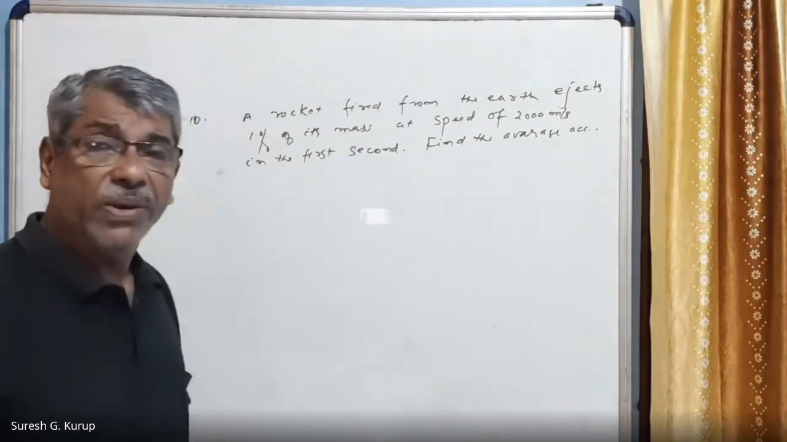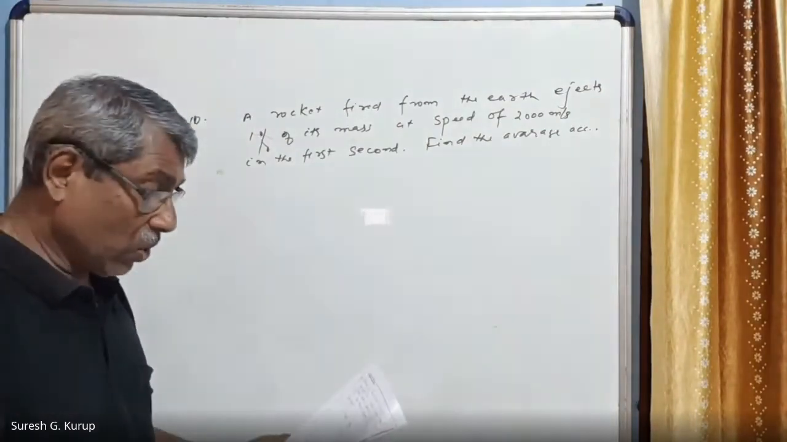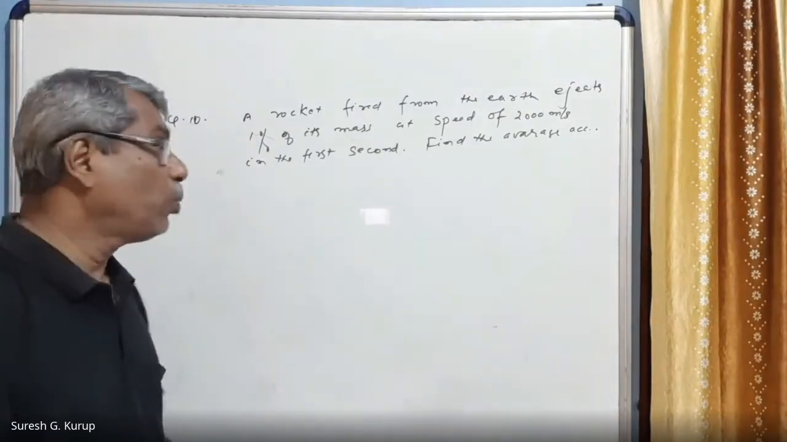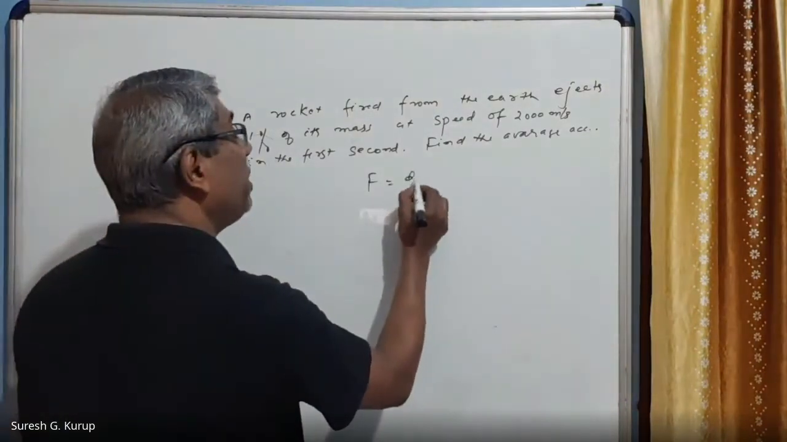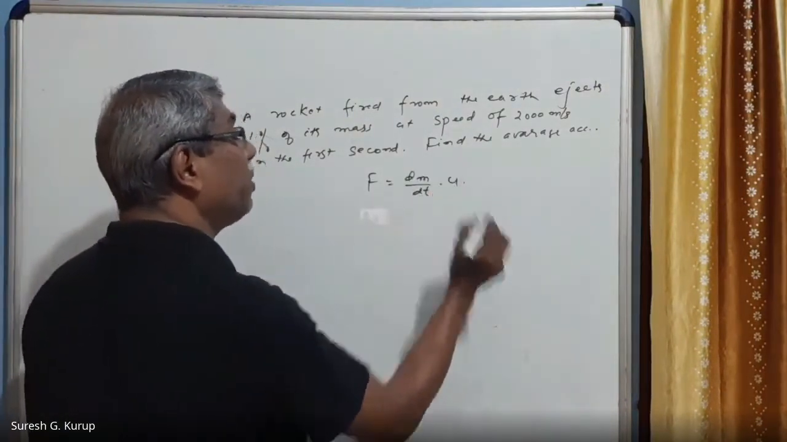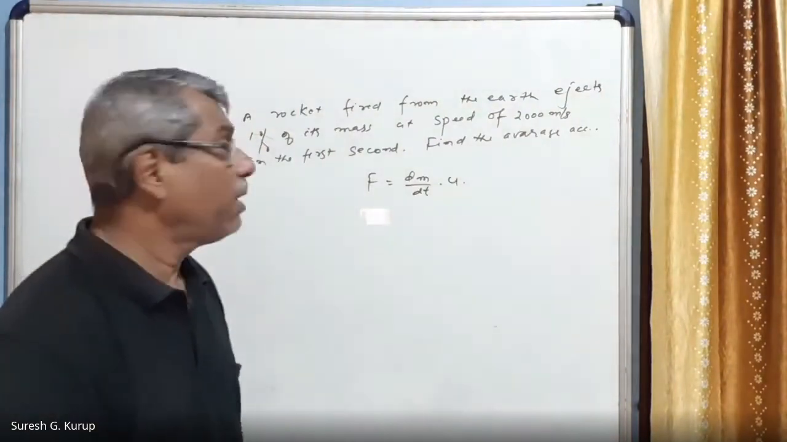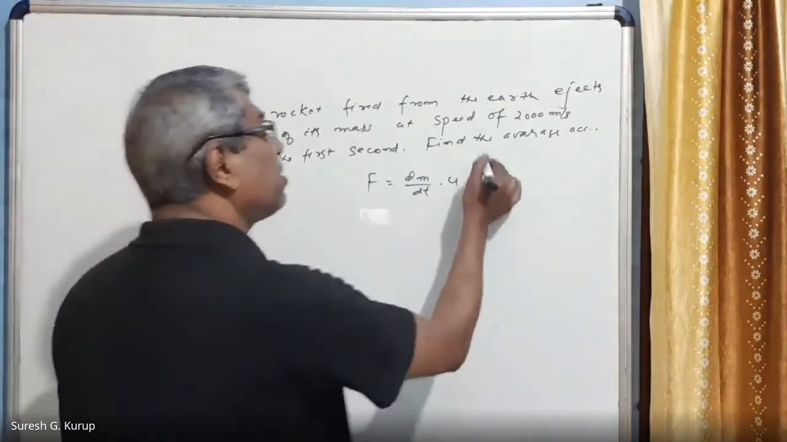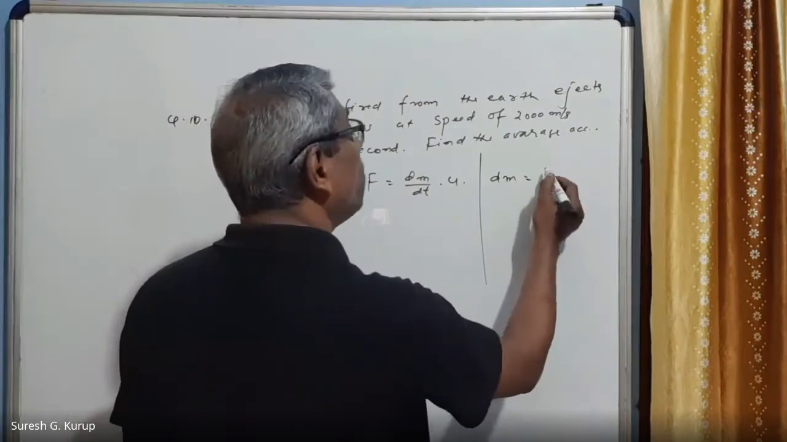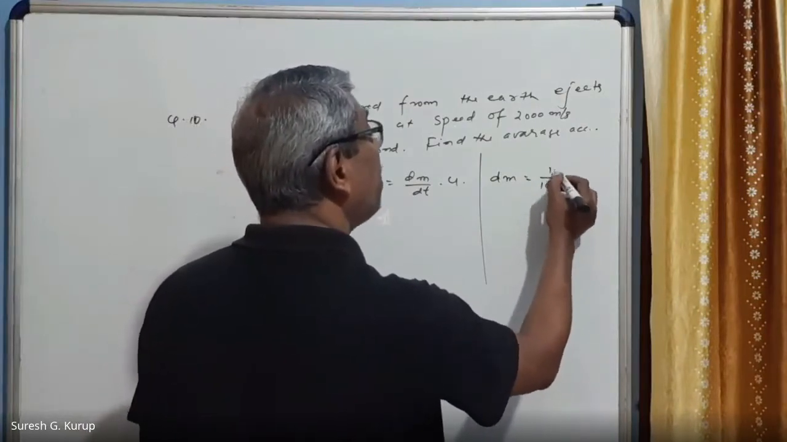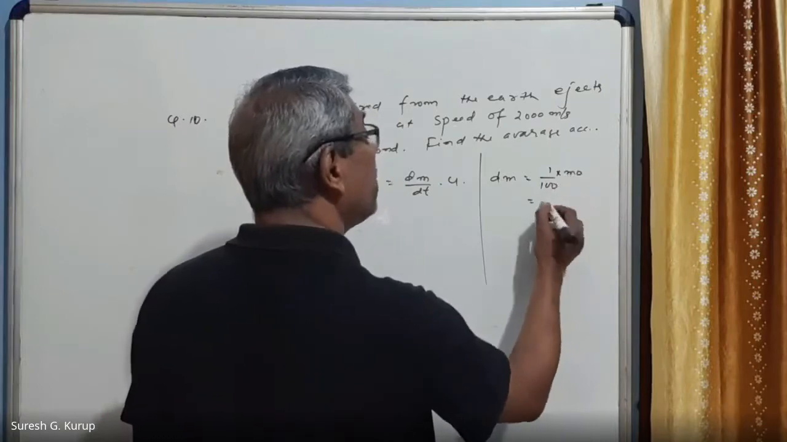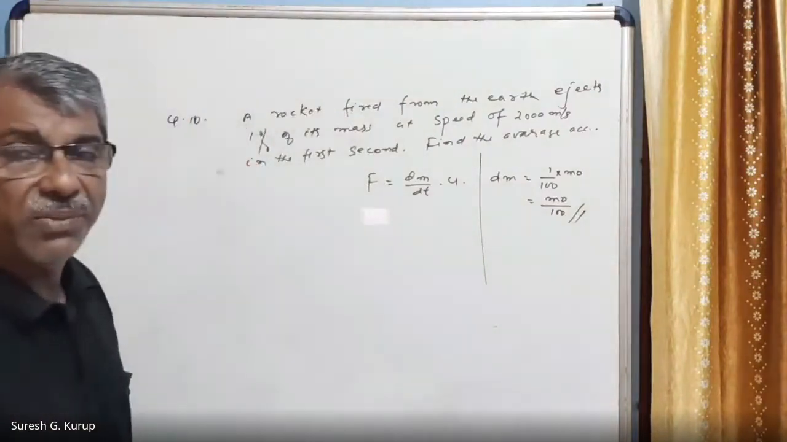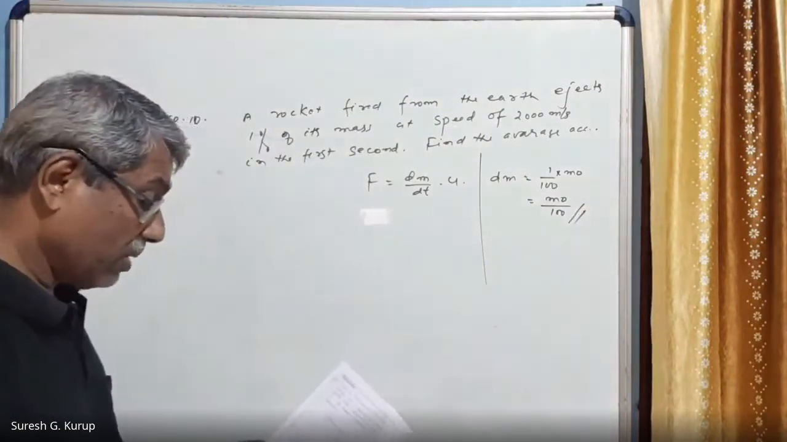So in this case also we will be using the same equation. F is equal to dm by dt into u. But remember, dm is equal to 1% of its rest mass, that means 1 by 100 of the rest mass. Rest mass is m0, the rest mass of the rocket. This is the condition.